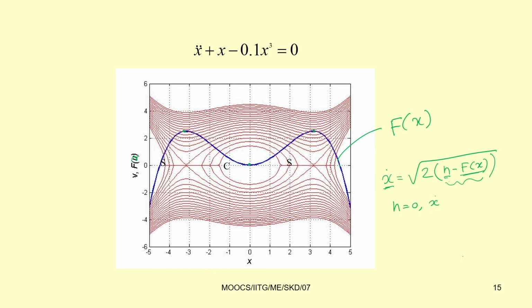You just see the point corresponding to the maximum value of f x. When f x is maximum, that is, if your potential has a maximum value here, you can find the corresponding displacement and velocity. So, this point corresponds to maximum potential energy, and this is the minimum potential energy.